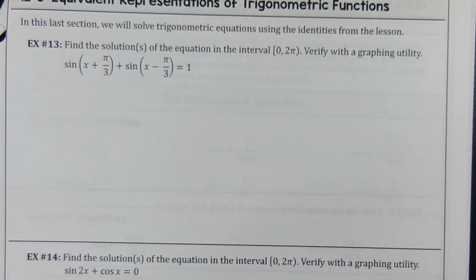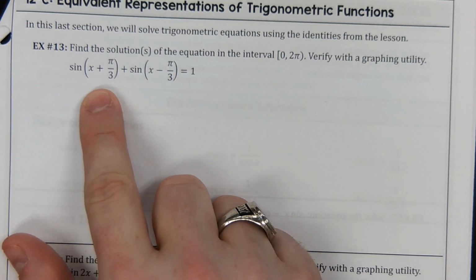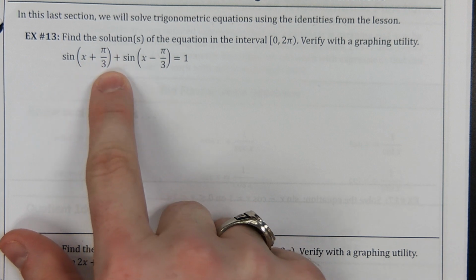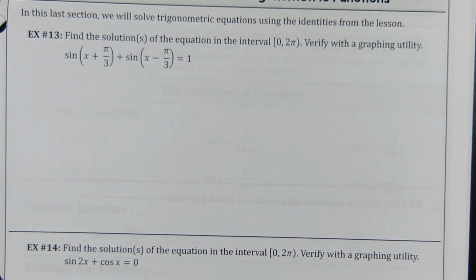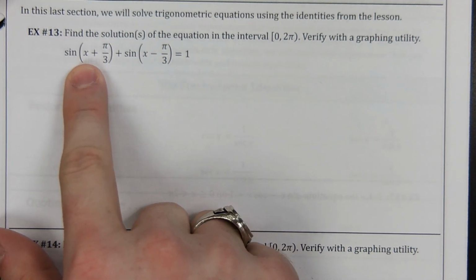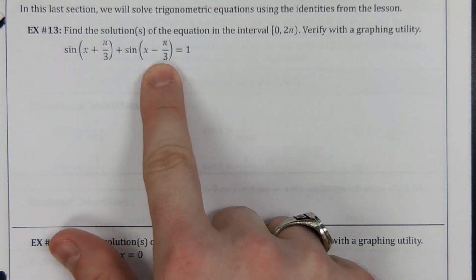Holy guacamole. A shifted sine function added to a different shifted sine function, and we're trying to figure out where it equals 1 by hand. Whatever shall we do? I'll tell you what we're going to do. We're going to use the sum identity here and the difference identity here.